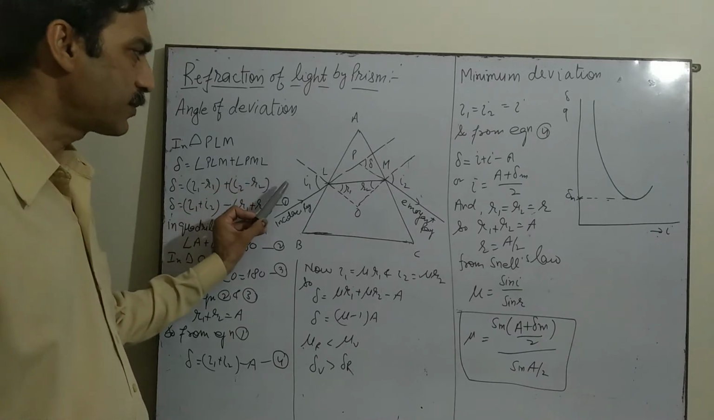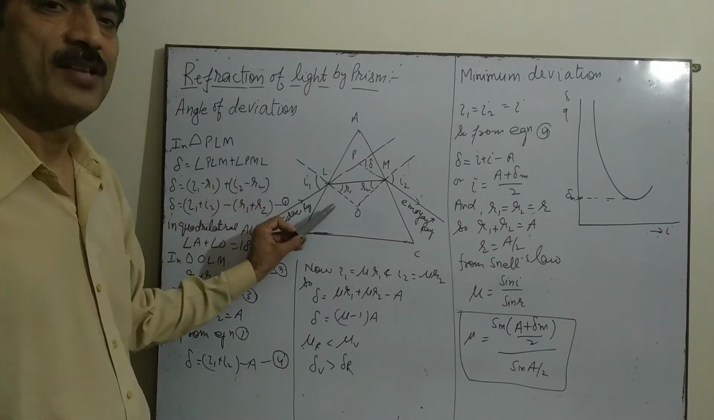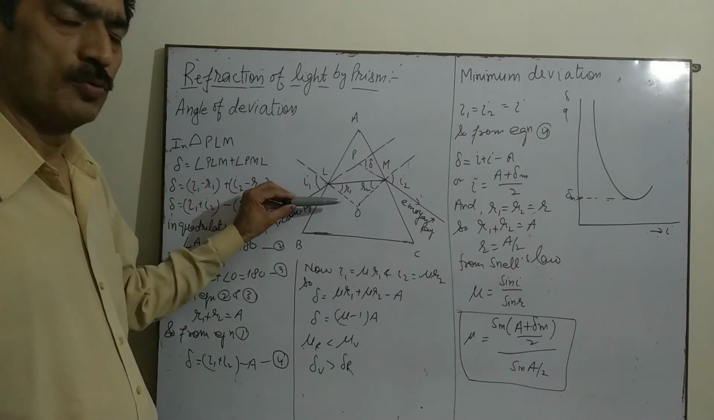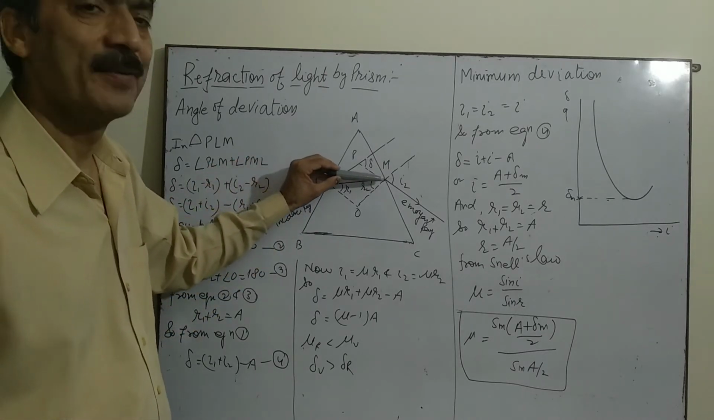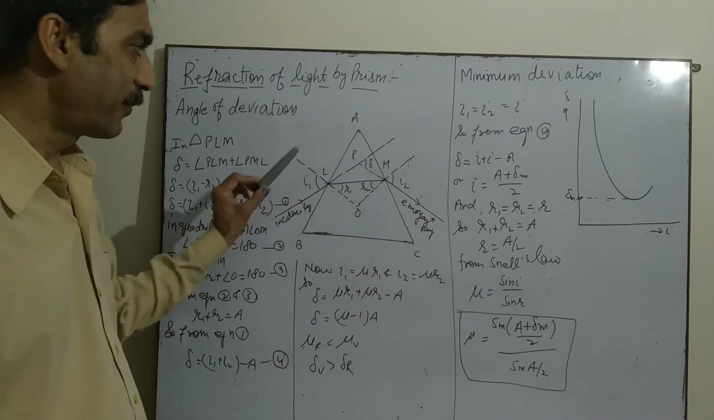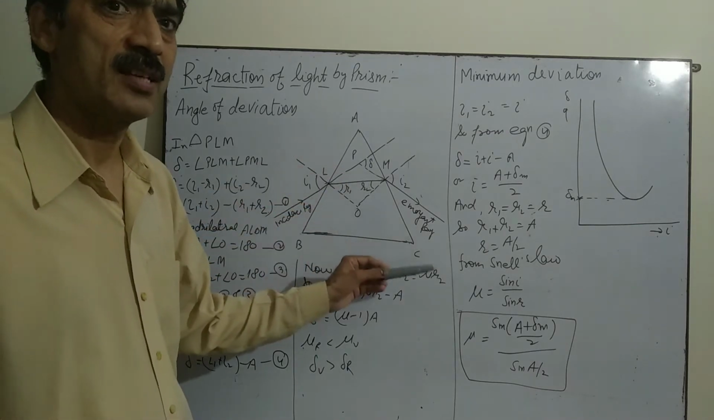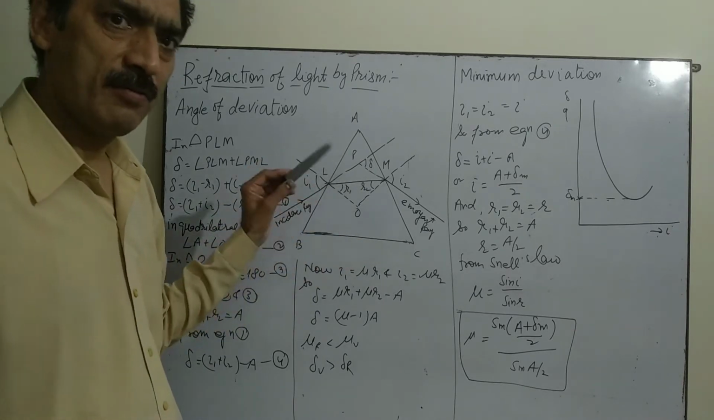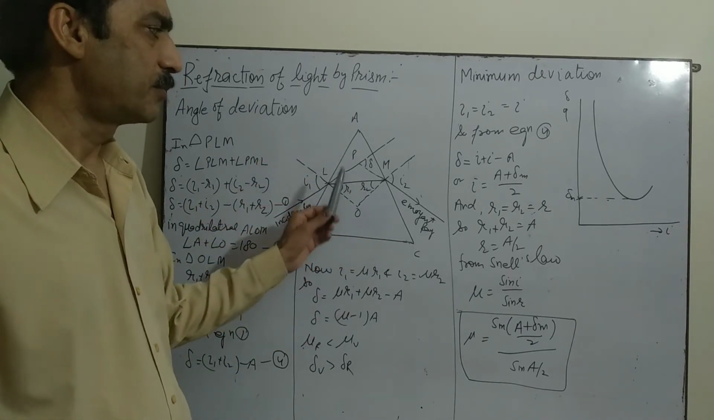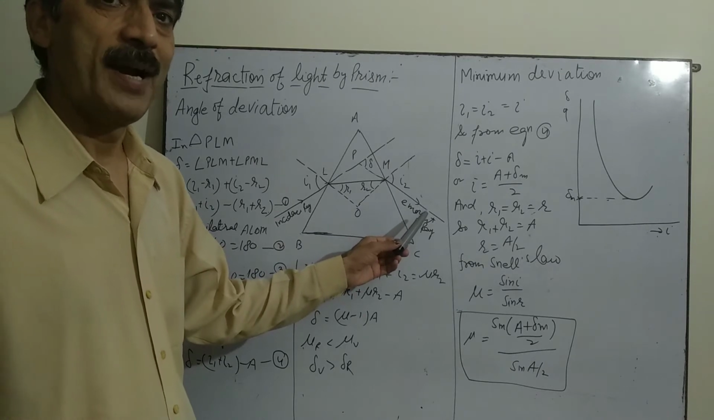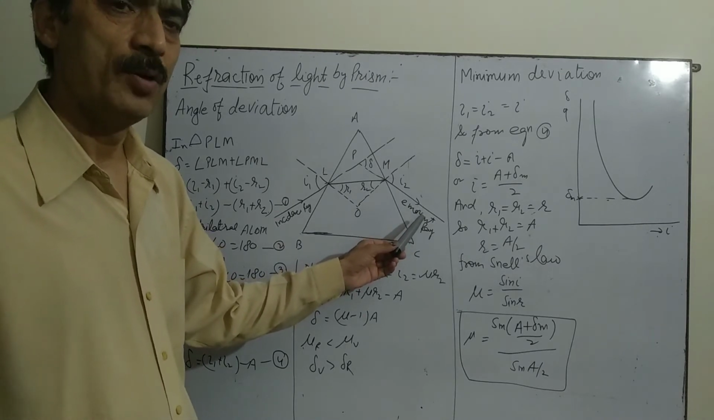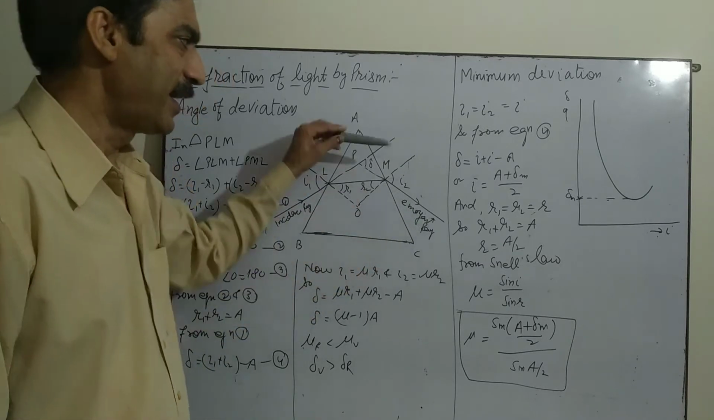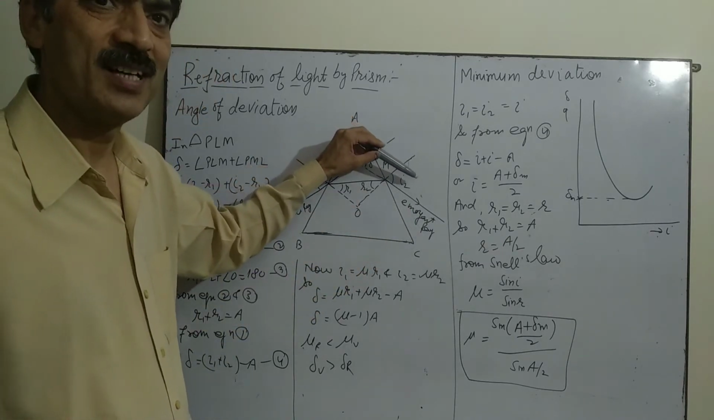As the light travels from rarer medium to denser medium, this light bends towards the normal. This is the refracted ray. Now, this refracted ray strikes the other side of the prism, say AC. Now, light travels from denser medium to rarer medium, so it bends away from the normal. This is the emergent ray and this is the angle of emergence I2.